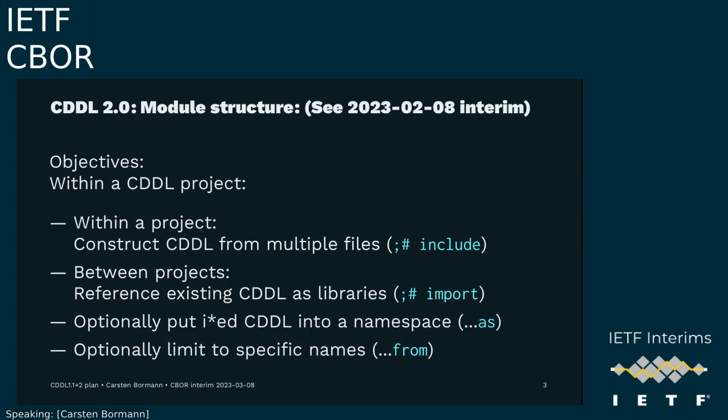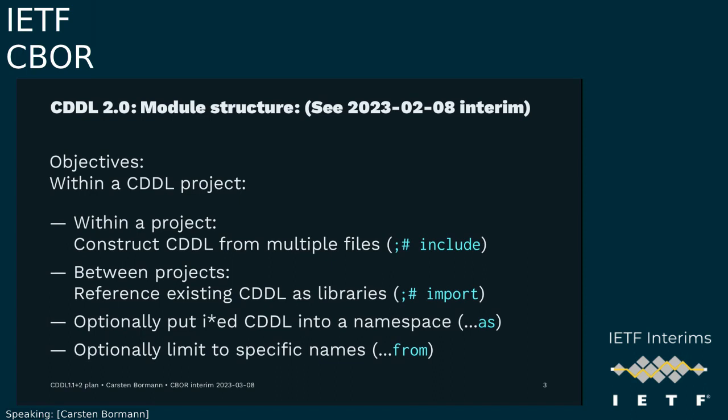And 2 functions that both of these have is you can put included or imported CDDL into a namespace. So you can use multiple libraries that may have conflicting names by adding a namespace to them. And you also can limit the import to specific names. So those were the objectives. That's a very small set of objectives. I'm not saying that we are done when we have done this, but these are the objectives that the current prototype is providing.